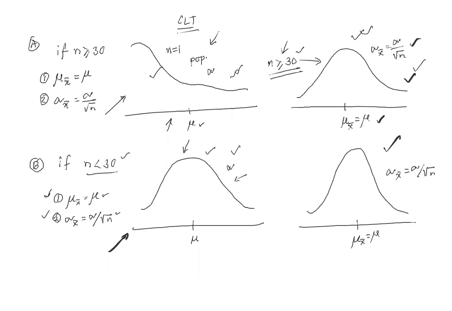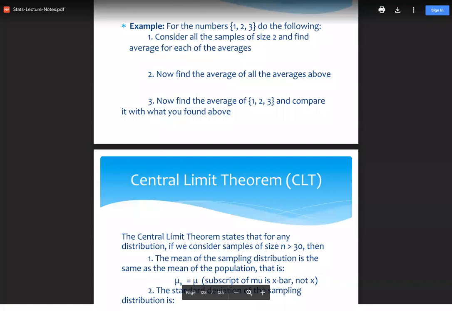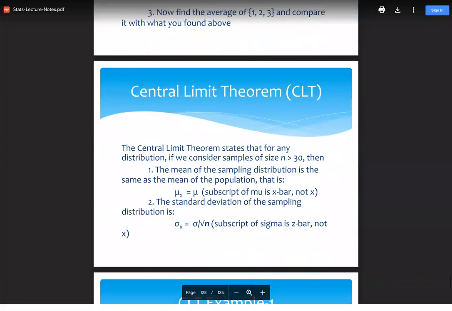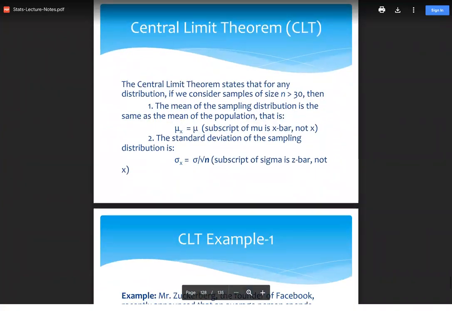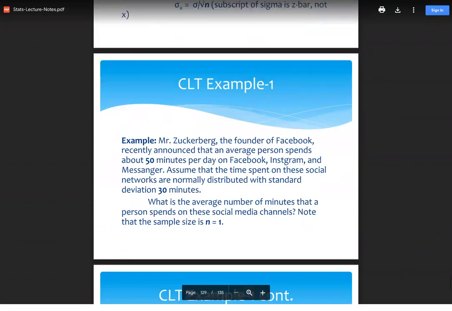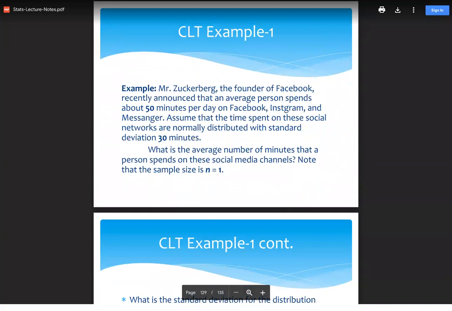All right. So now let's go ahead and do problems. The best way to learn something is doing problems. So let's do the central limit theorem. I already talked about it. Central limit theorem example 1.